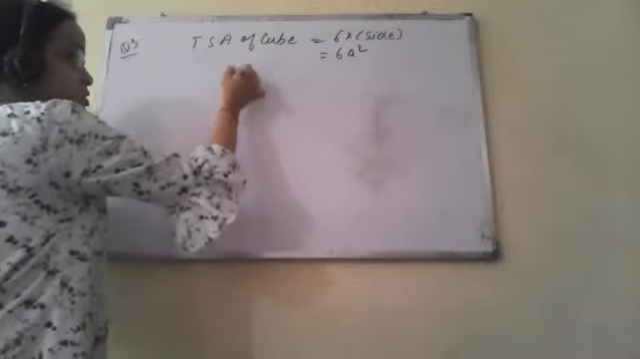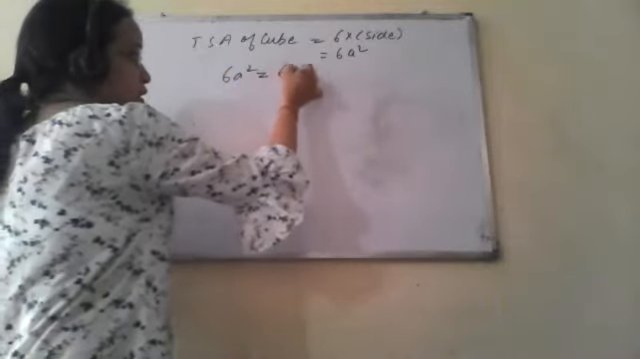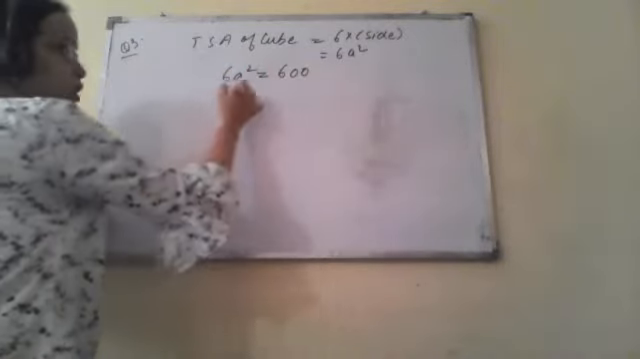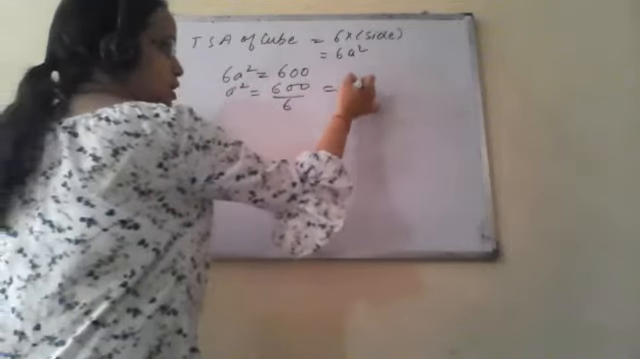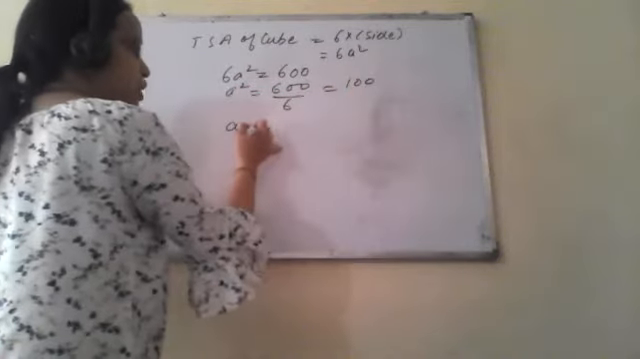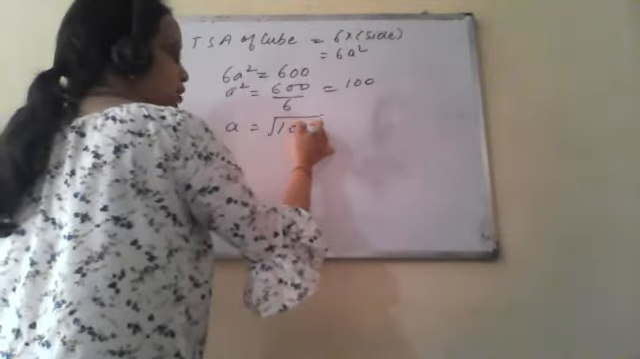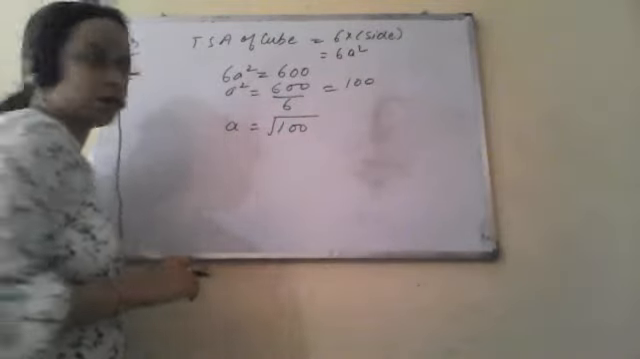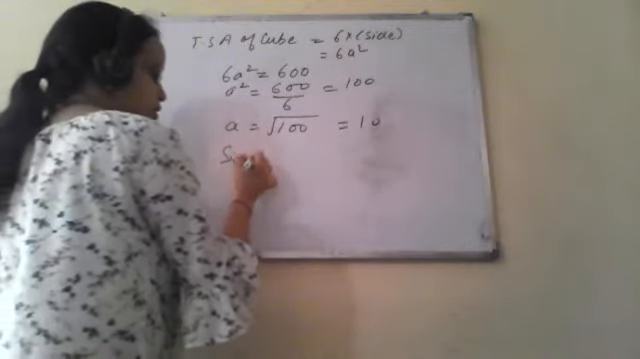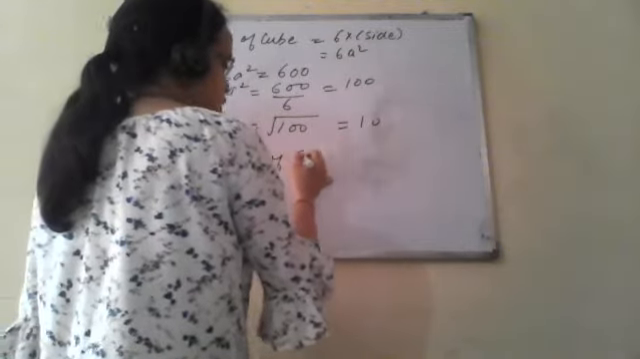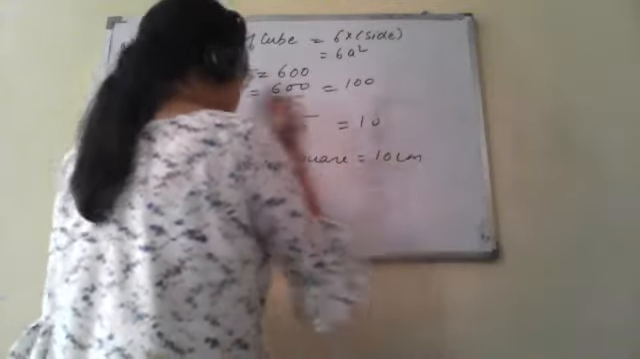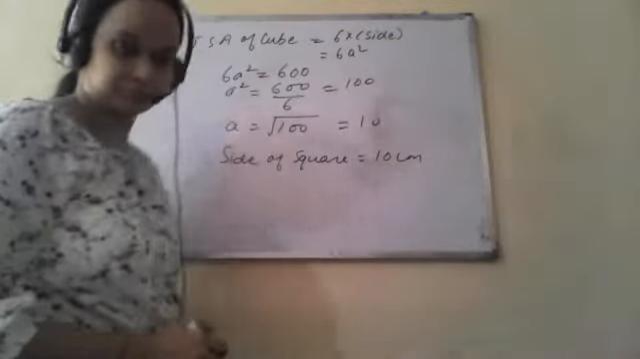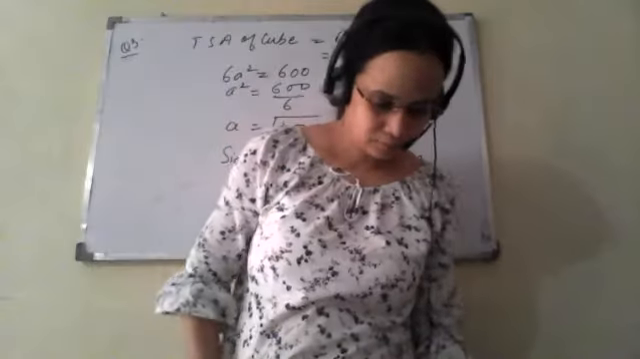And the value of this 6a square is given to us, 600. So a square will be 600 upon 6, that is 100. So a will be under root 100, and the value of the square root of 100 is 10. So the side of the cube is 10 centimeter. Clear? Now next question.